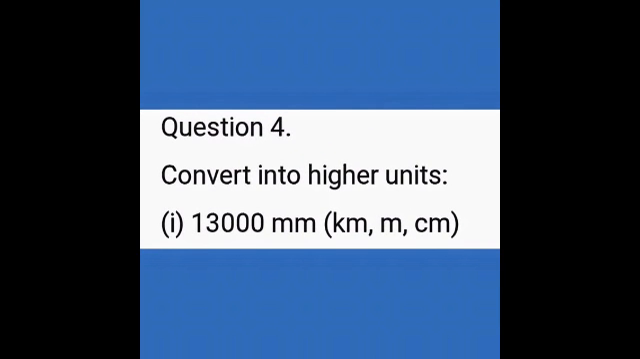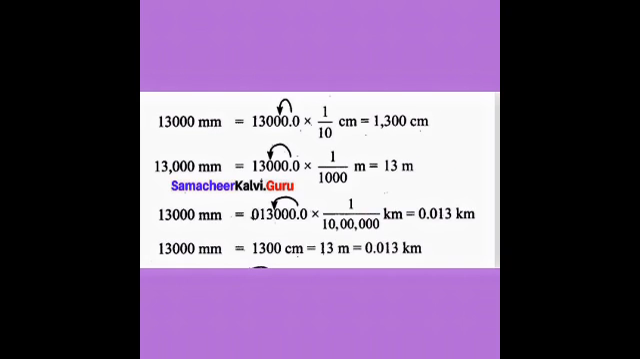Convert into higher units. 13,000 millimeter into kilometer, meter, centimeter. We want to convert into all the indicated units. The first one, 13,000 millimeter converted into centimeter. Millimeter is a smaller unit, centimeter is a bigger unit, so we want to divide by 10. If you are dividing by 10, we will get 1300 centimeter.